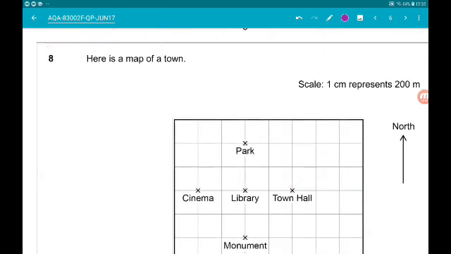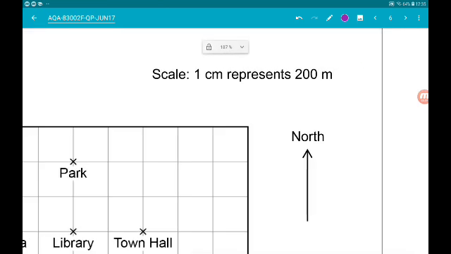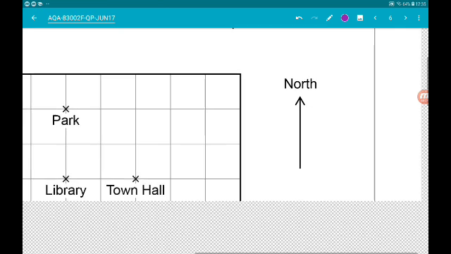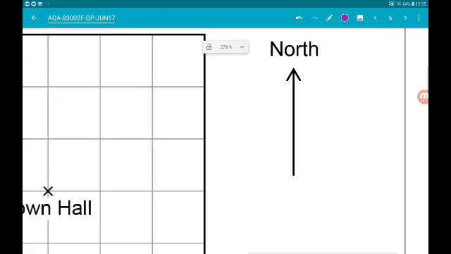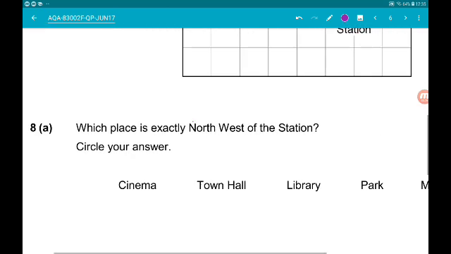Okay, question 8. We have the map of a town. The scale is 1 centimetre represents 200 metres. Let's fill the compass in. So, never eat shredded wheat, remember? North, east, south, west.